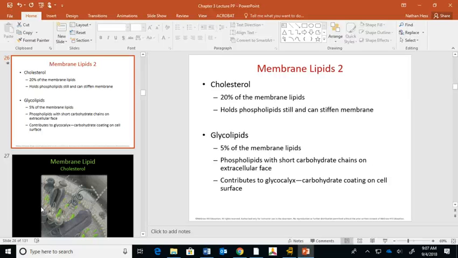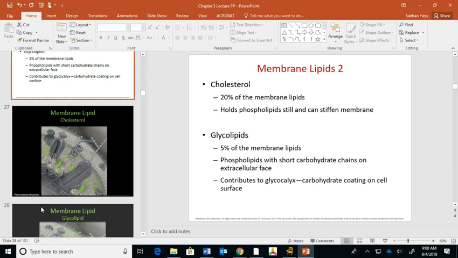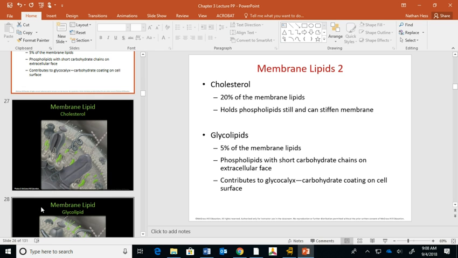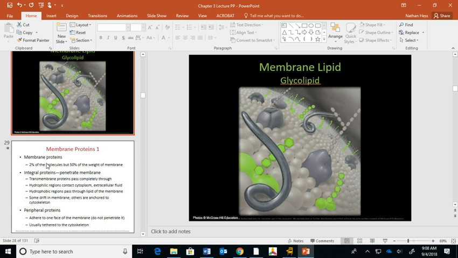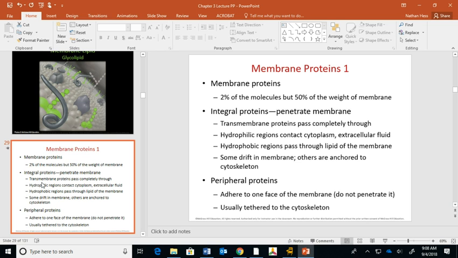The third kind of lipid in the membrane is the glycolipid. Remember, this is a combination of what 2 things? What does glyco mean? Sugar, carbohydrate. So it's a carbohydrate lipid, a combination of the 2 together. And that basically provides some anchor sites where you can put things on there.